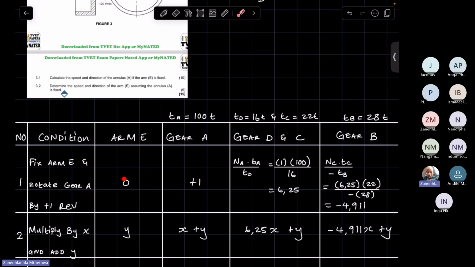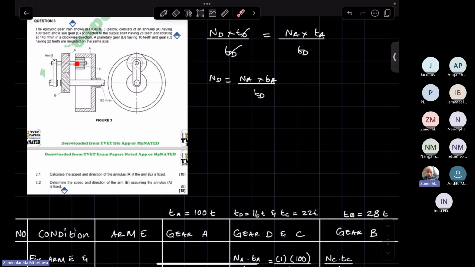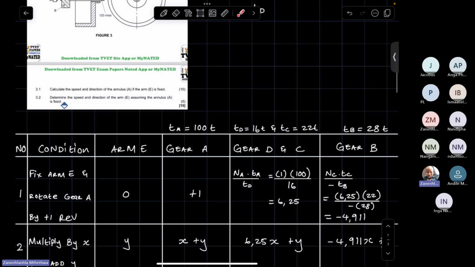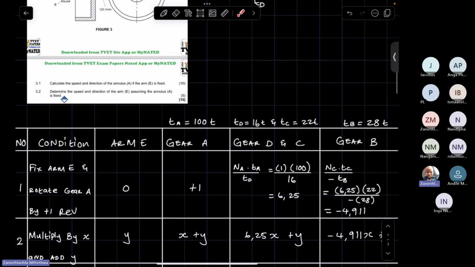So if the arm is fixed and the annulus is rotated by 1 revolution clockwise, this rotates at 6.25 clockwise. The fact that it's positive means it is rotating clockwise. And if this is rotating at 6.25, it means this is also rotating at 6.25 because they are fitted with the same shaft. So we filled this column, so we go to gear B.